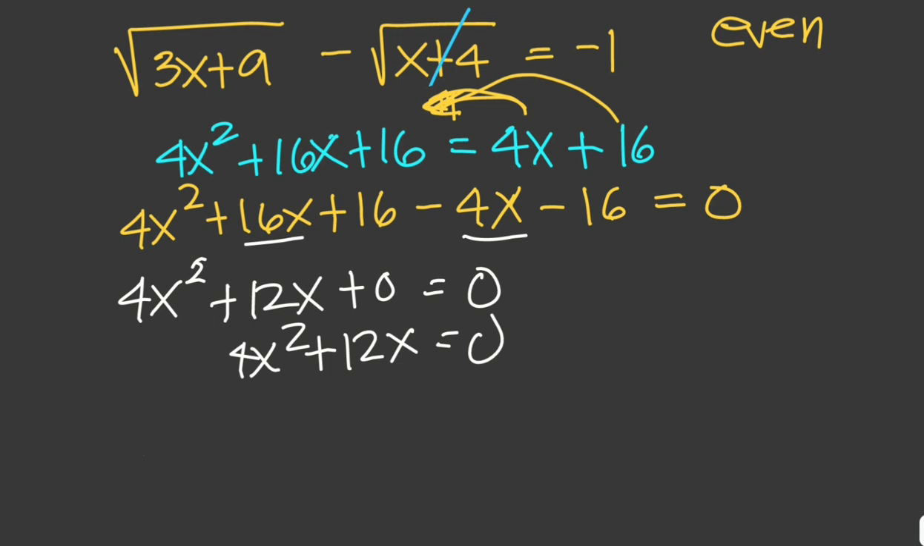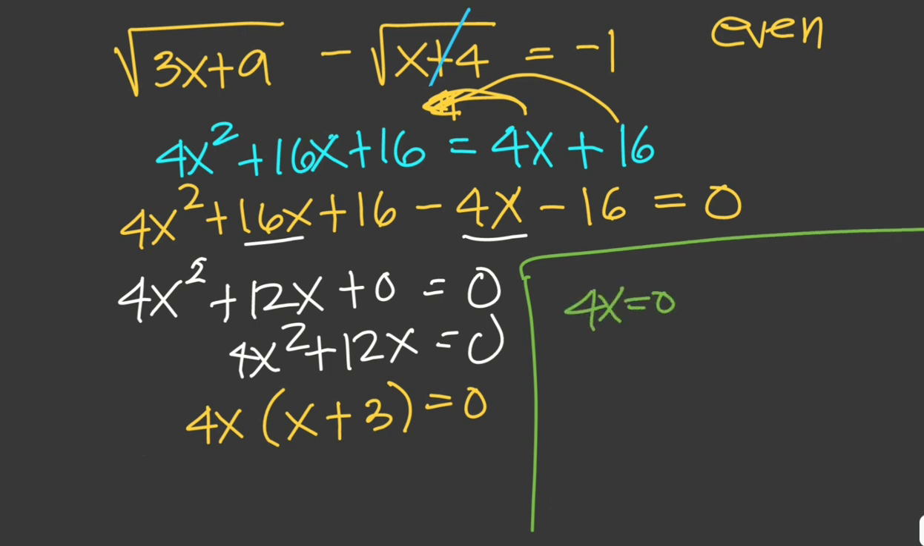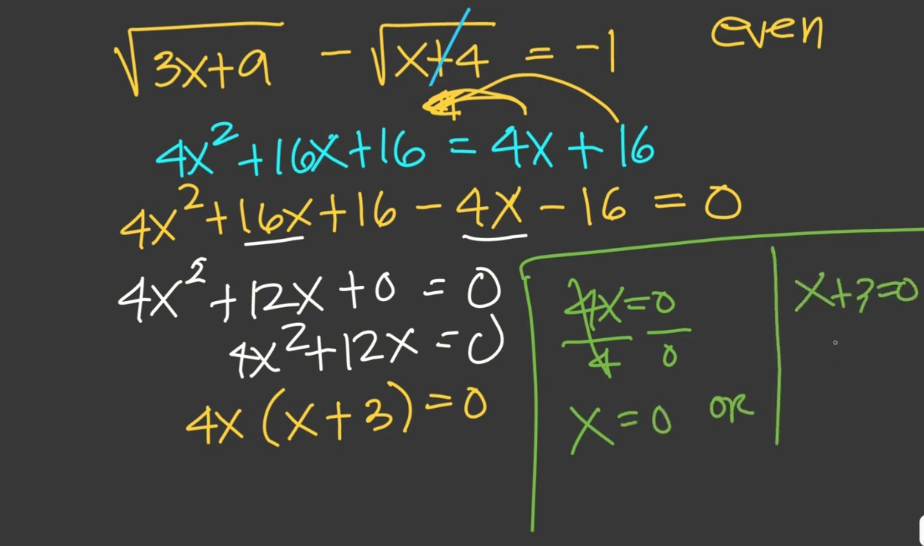Alright, so how are we going to solve for x here? So we need to factor out 4x here. This is a common factor. So 4x, what will be left in the parentheses would be x plus 3 equals 0. And then we equate the factors to 0. That would be 4x equals 0. We divide both sides by 4, then x equals 0. Or x plus 3 equals 0. Then we subtract 3 from both sides. Therefore, x is equal to negative 3.